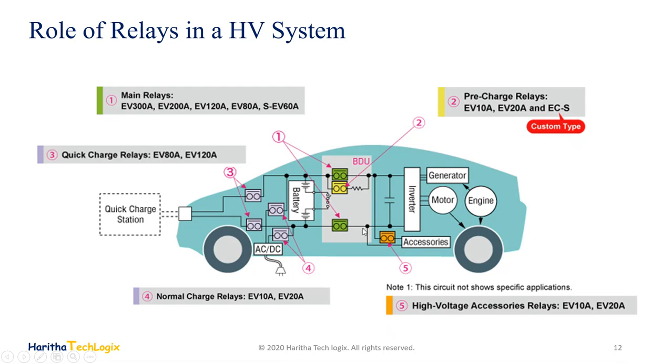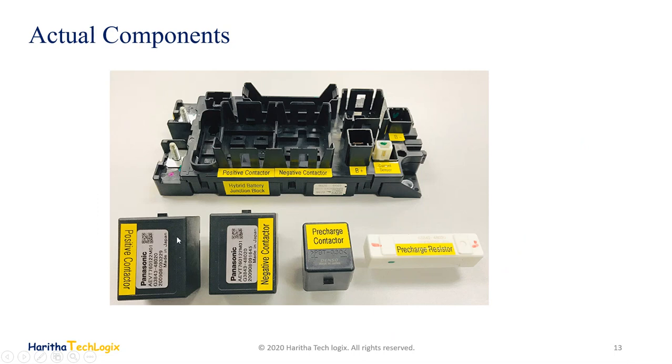Firstly, let's understand the main relays. These relays indicated in the green color are called the main relays. The main relays connect the high voltage battery of the electric vehicle with the high voltage inverter. Thus, they open and close the circuit whenever required by the electronic control unit. This is how the actual high voltage relay looks like.